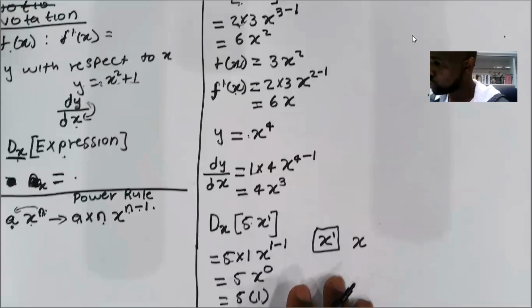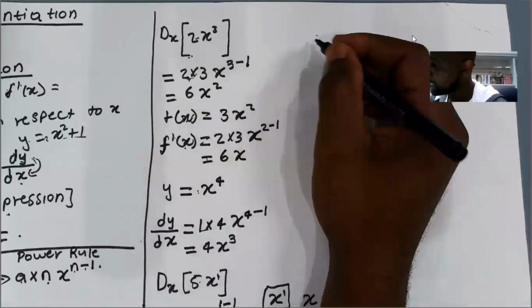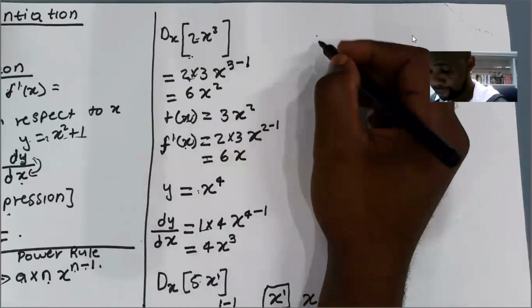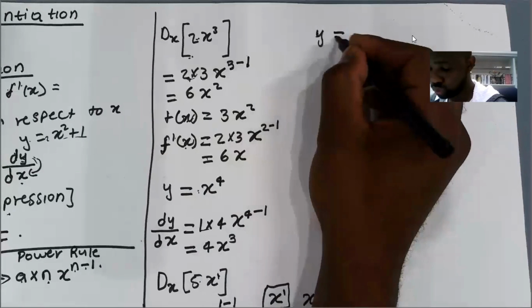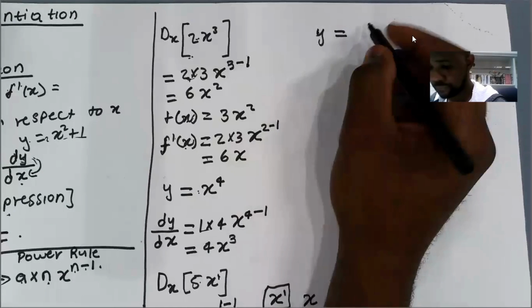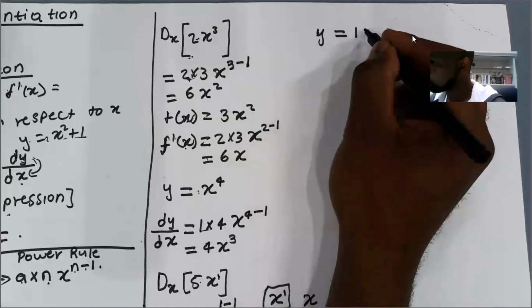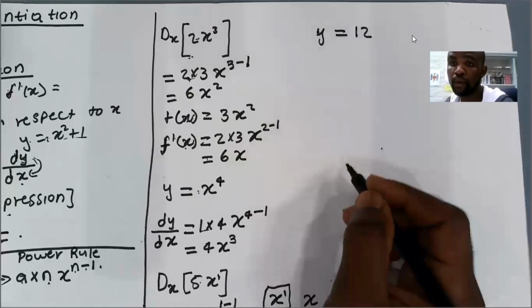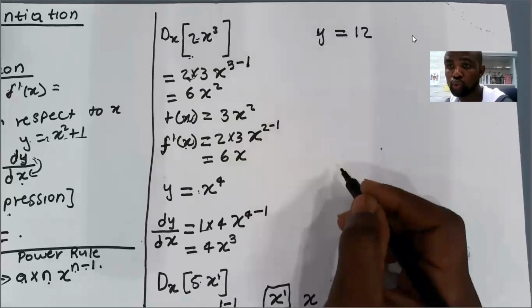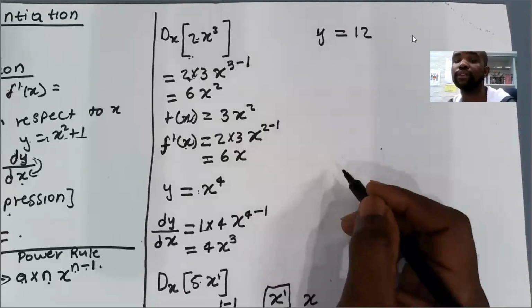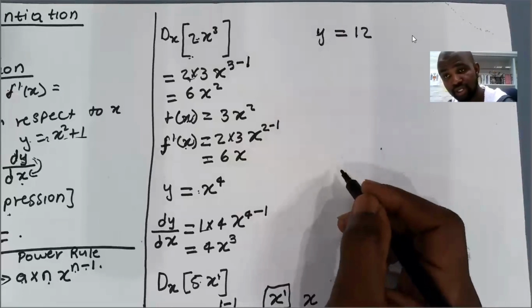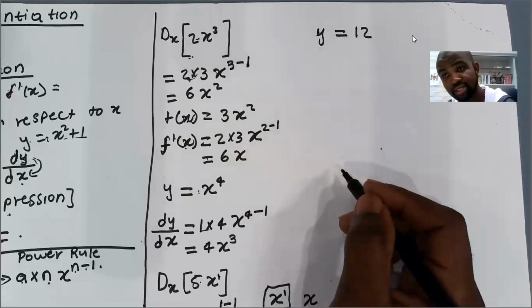Let me just do another one. We're going to have y is equal to 12. Now we're going to derive this one. You don't have any variable here. You don't have x. You don't have anything. It's just y is equal to 12.